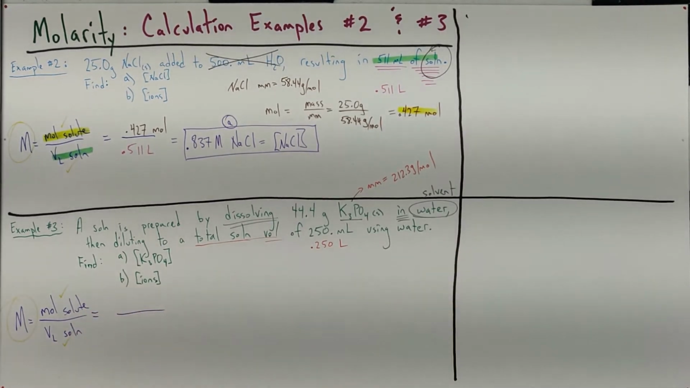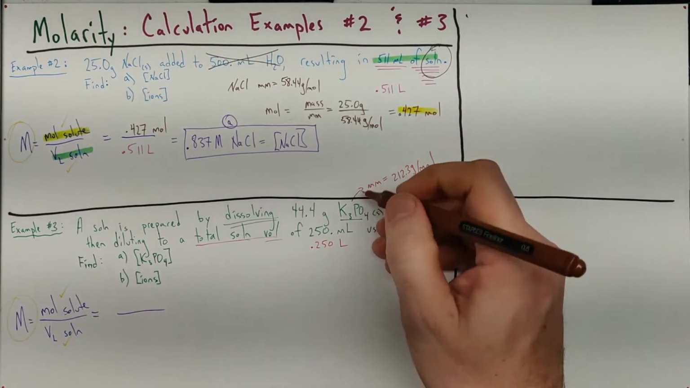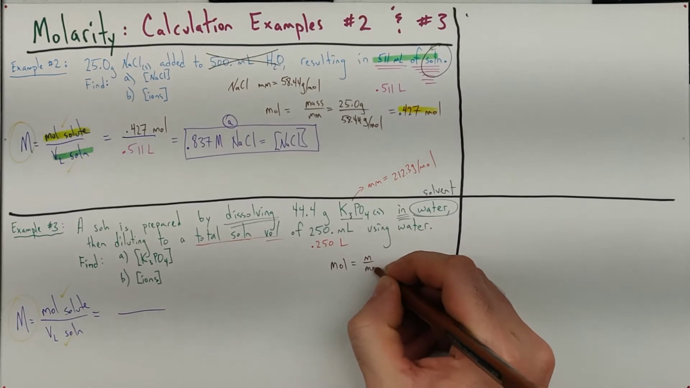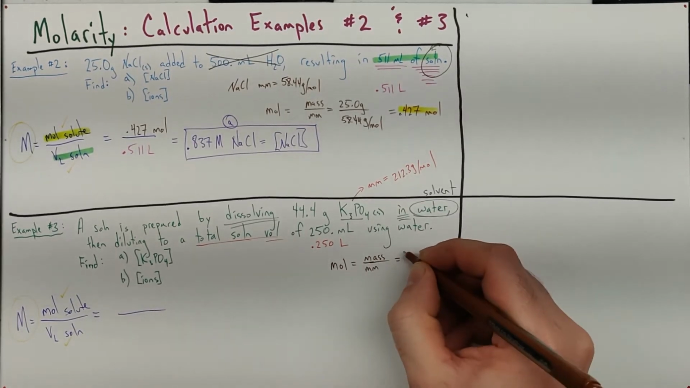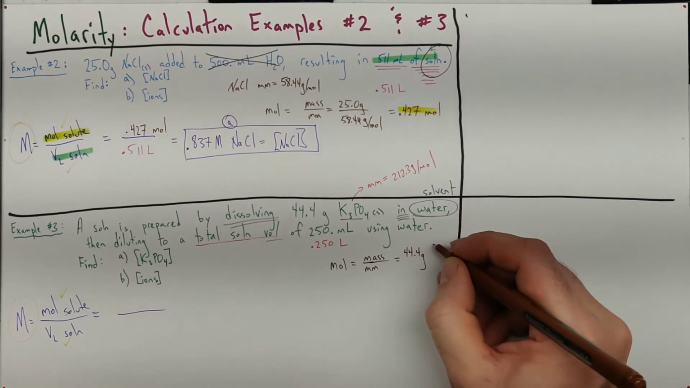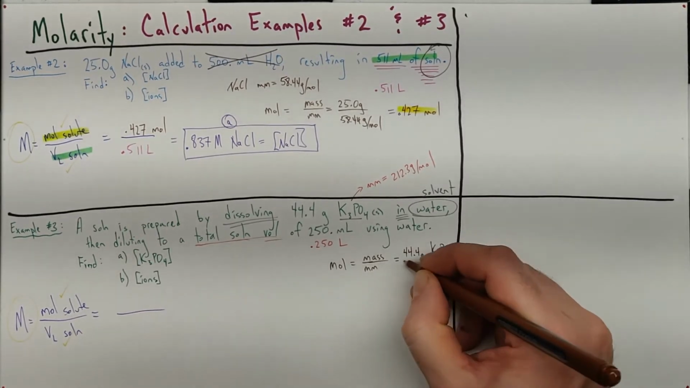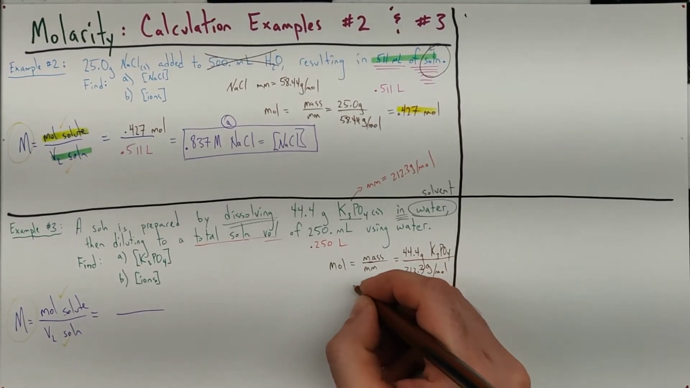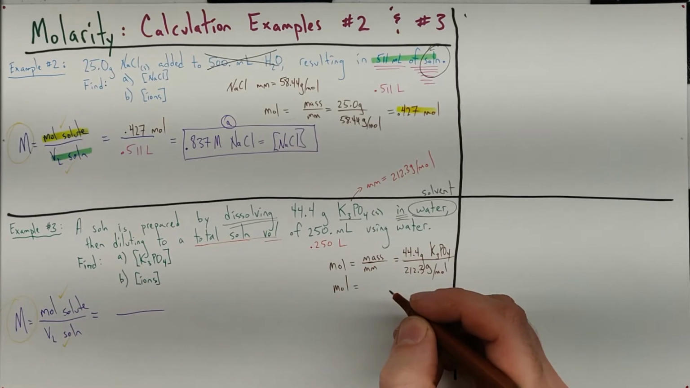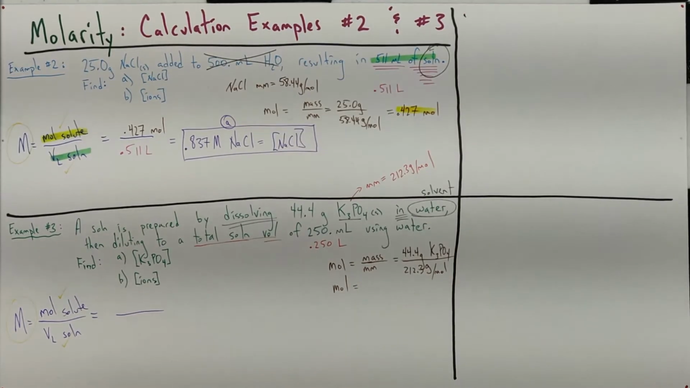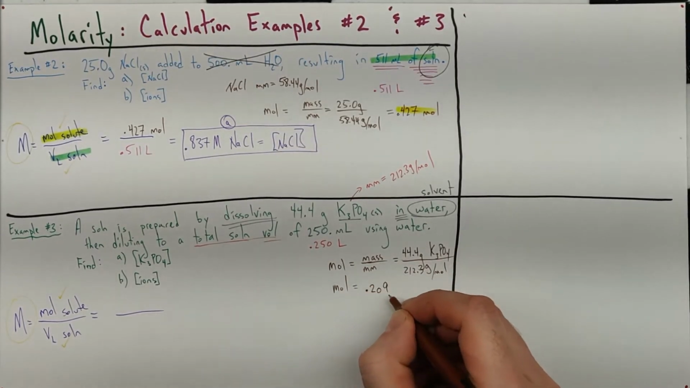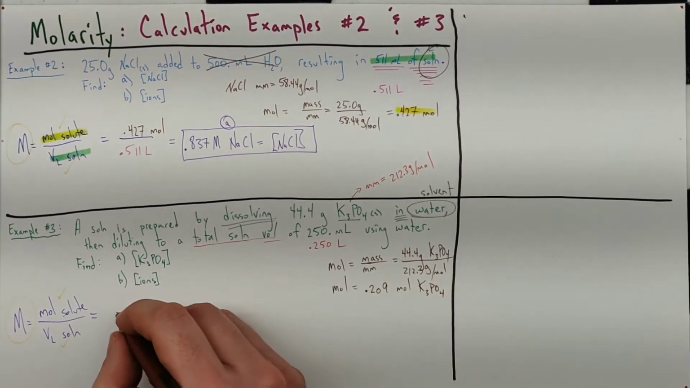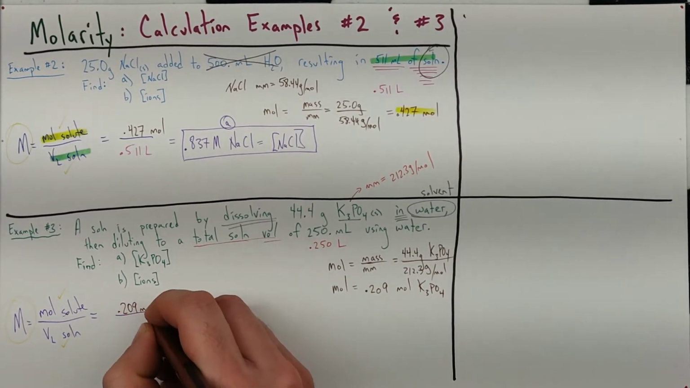In this case, moles of our solute we're going to have to calculate, and we know that your moles is going to be your mass over the molar mass. We're given 44.4 grams, and it is 212.3 grams per mole. So our moles, we end up with 0.209 moles. That is the number I'm going to put here, 0.209 moles.